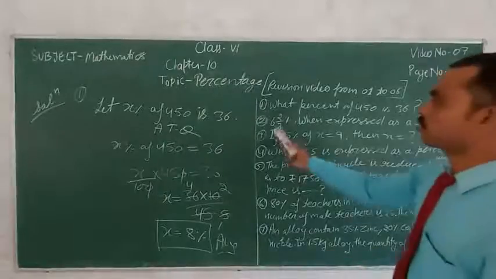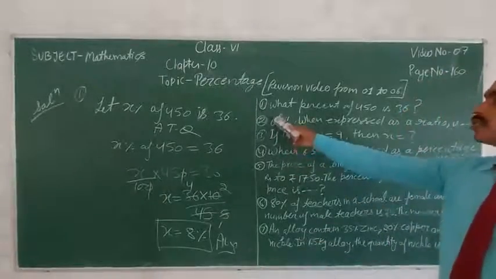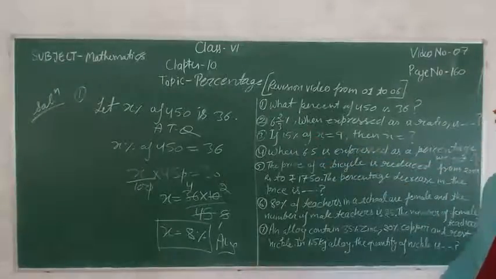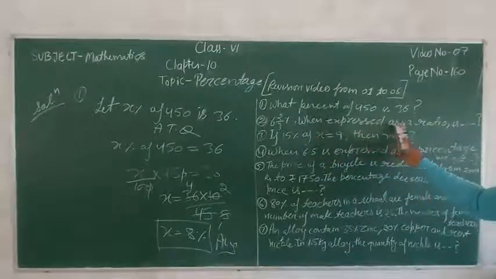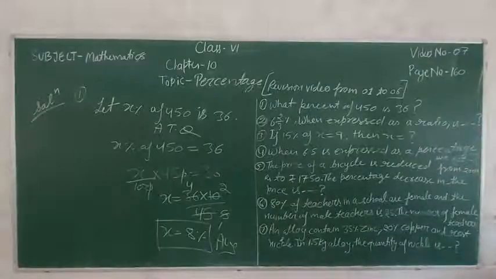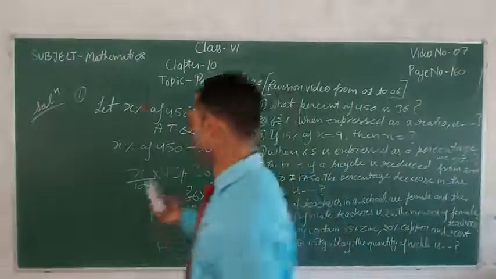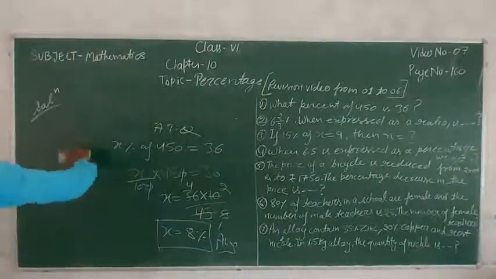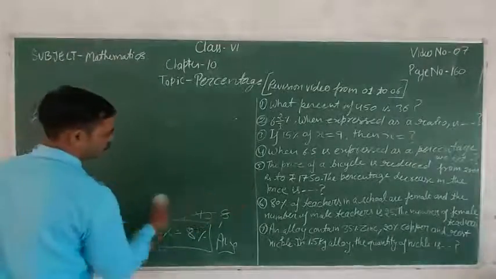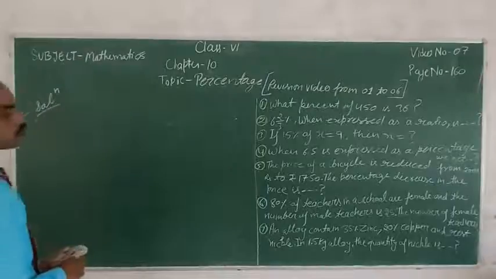After this, we are going to discuss question number 2. Here it is given 6 into 2 by 3% when expressed as a ratio is. So we have to tell when we express 6 into 2 by 3% as a ratio, what we will get or how we can express this much. Look here. This is solution number 2.